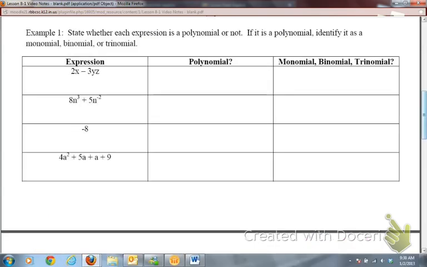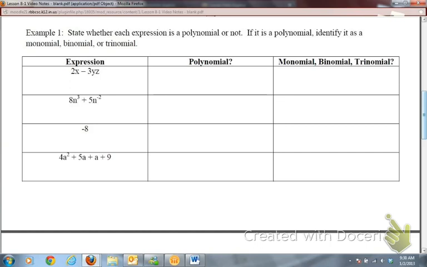Okay, so now that you have the basic definitions of the different types of polynomials, we're going to have some practice with identifying polynomials. This first example is a table here, and we have to do two things. We have to state whether each expression is a polynomial or not, and if it is a polynomial, we have to identify it as either a monomial, binomial, or trinomial.